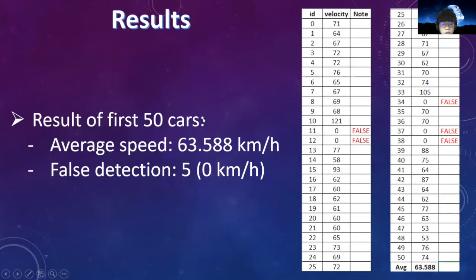After running the program, we recorded the first 50 cars. The average speed that we recorded is 63.5 kilometers per hour, and there are 5 failed detections, which show 0 kilometers per hour. Why are there failed detections? Sometimes the car is moving too near to the camera, so it appears too big, and this may cause some failed detection by YOLO. Also, as I have mentioned before, we calculate the speed 20 times in 20 different frames. So if the car does not show up for 20 frames, then we don't take that as a reliable speed estimation, and we don't record it as a number.